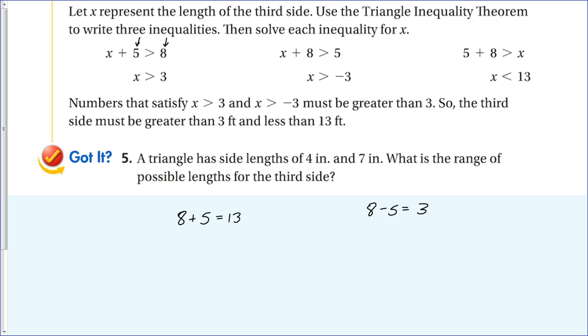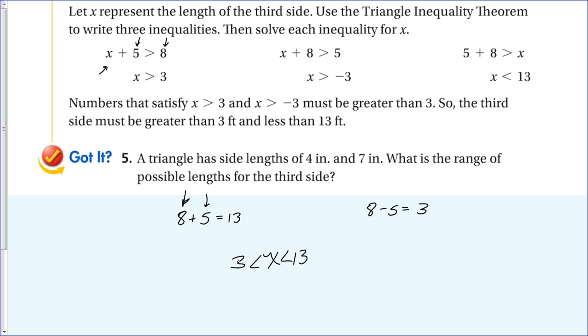So, in order for this to make a triangle with a side of 8, 5, and an unknown, add them together. This is the largest. X has to be less than 13. But at the same time, it has to be greater than the difference. So X can be anywhere from 3 to 13. It can't be 3 and it can't be 13, because if that's the case, it wouldn't make a triangle. But it can be anywhere between 3 and 13.